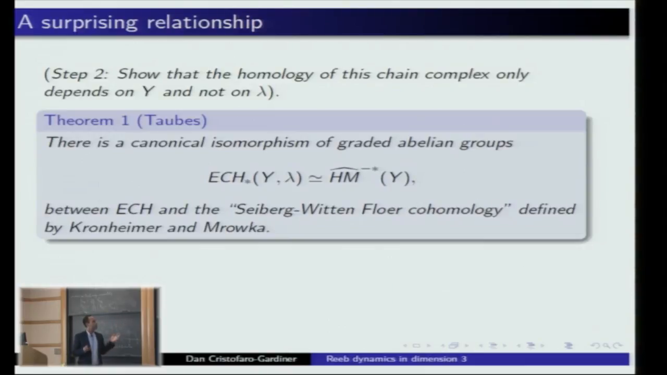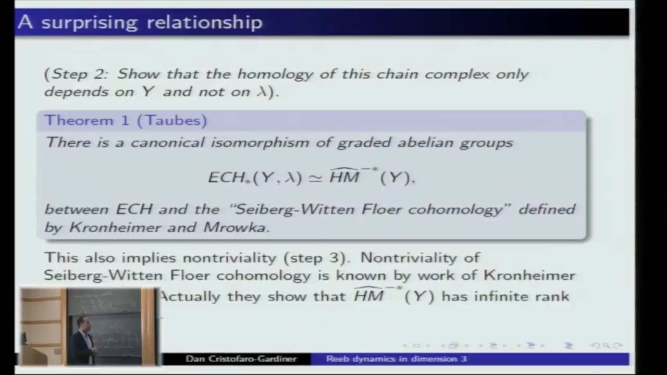So we showed that the homology of this chain complex only depends on the 3-manifold and not on the contact form. And we actually get something else for free too, which is step 3. So remember, non-triviality also seemed very hard. I was saying maybe we have to pick a contact form so that things work out nicely.